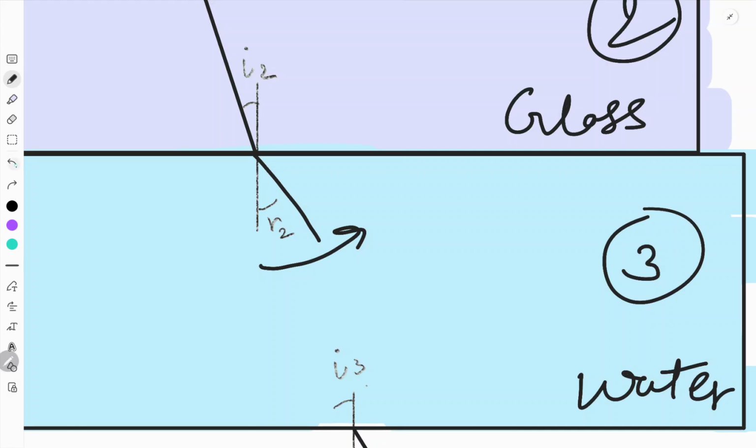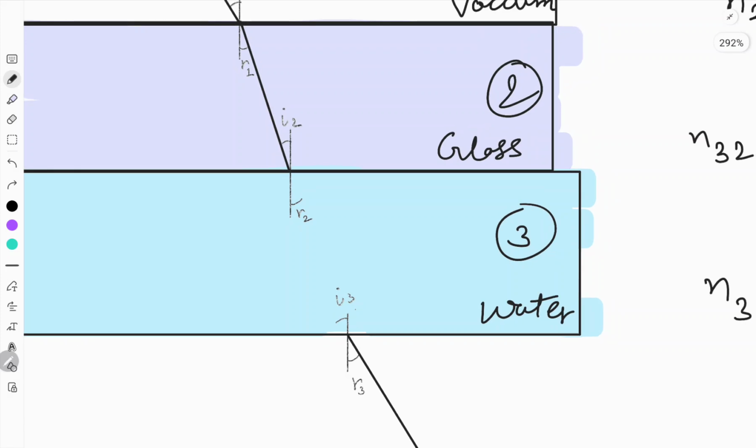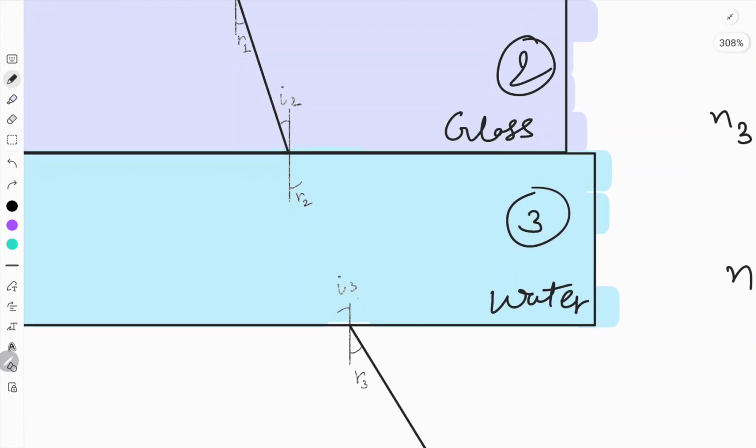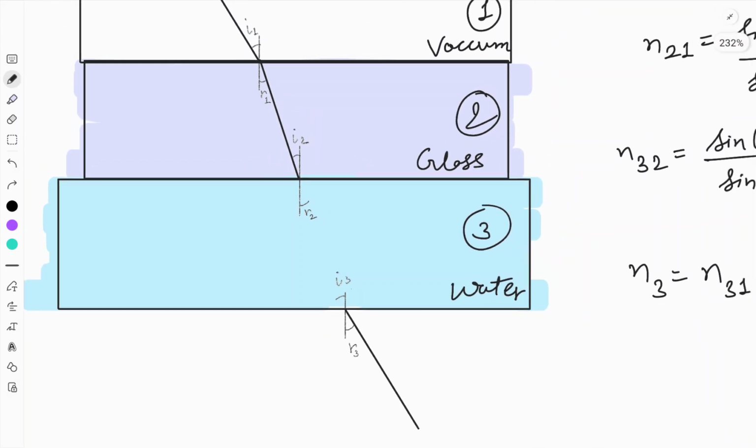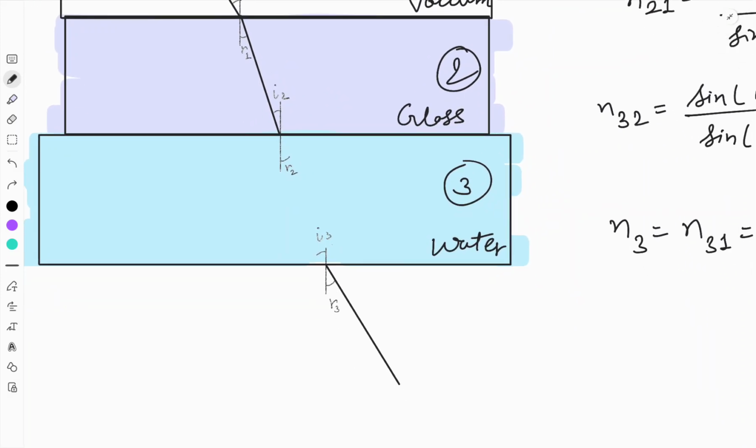And why is it important? Why is it important to see where it has moved? Because we want to know what happens to the light when it goes from glass to water. That's why we are looking at the angle, and we are trying to assess what the angle would be.